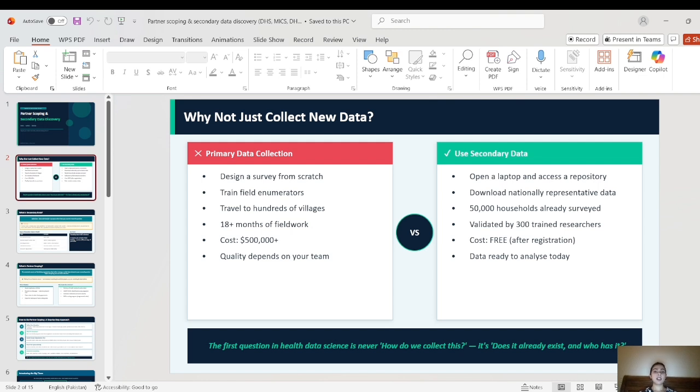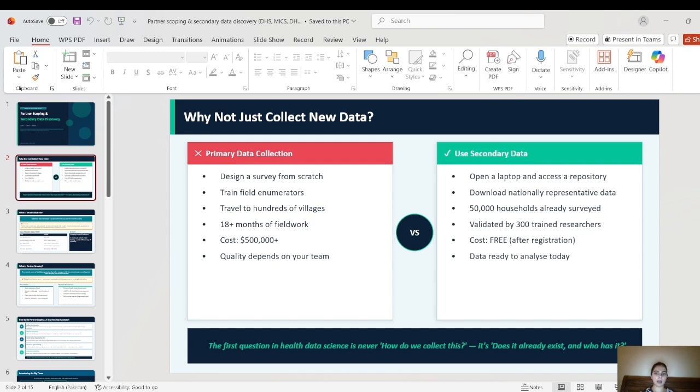So your primary data collection: design a survey from scratch, train field enumerators, travel to hundreds of villages, 18 plus months of fieldwork. That costs a lot of money, and the quality depends upon your team. Why could we use secondary data? Why not just collect data on your own rather than seeing who already has it and using it from there?